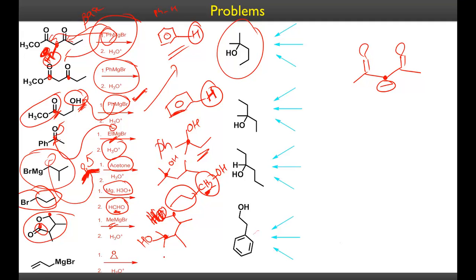And with this epoxide, you get a ring opened, two carbon containing primary alcohol. And these are synthesis problems.